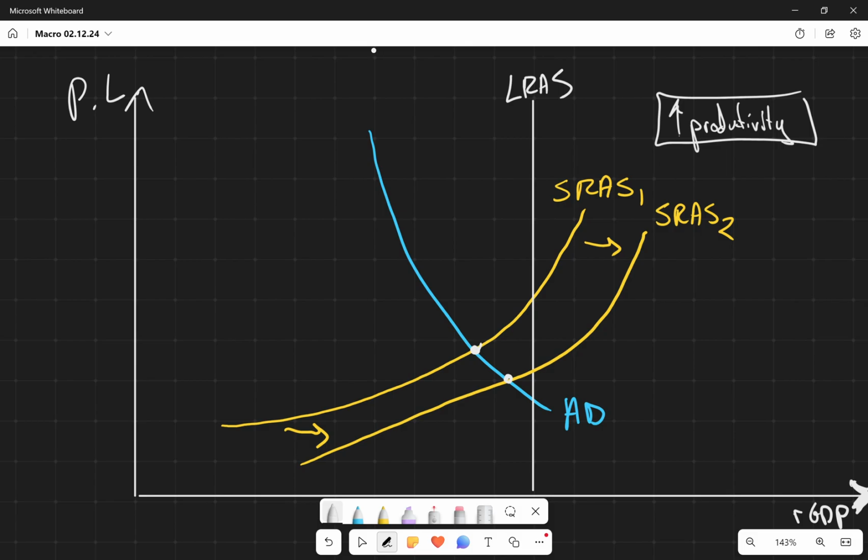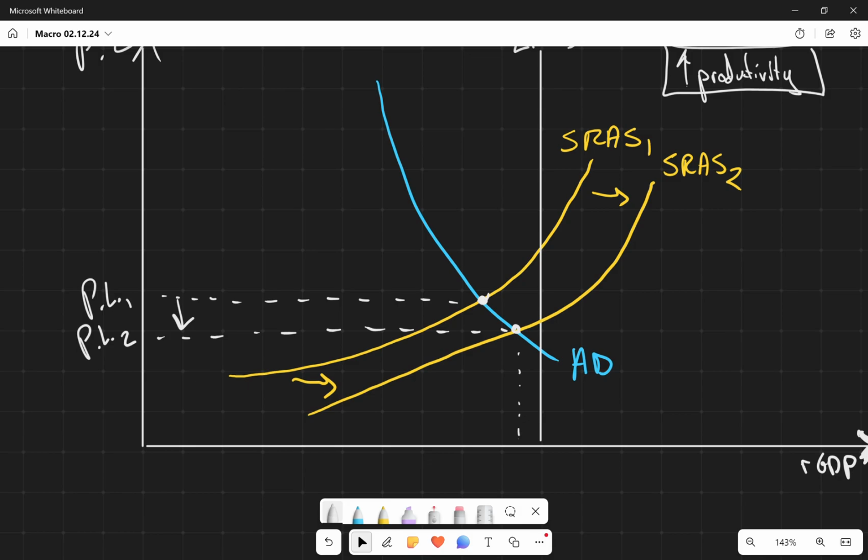And so as a result of the increase in the productivity, what's going to happen to my price level? It's going to go down. And then what's going to happen to my economic activity? It's going to go up.